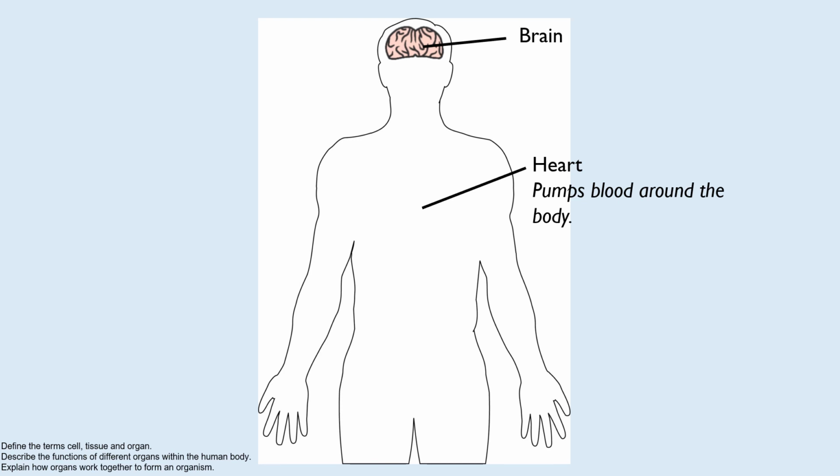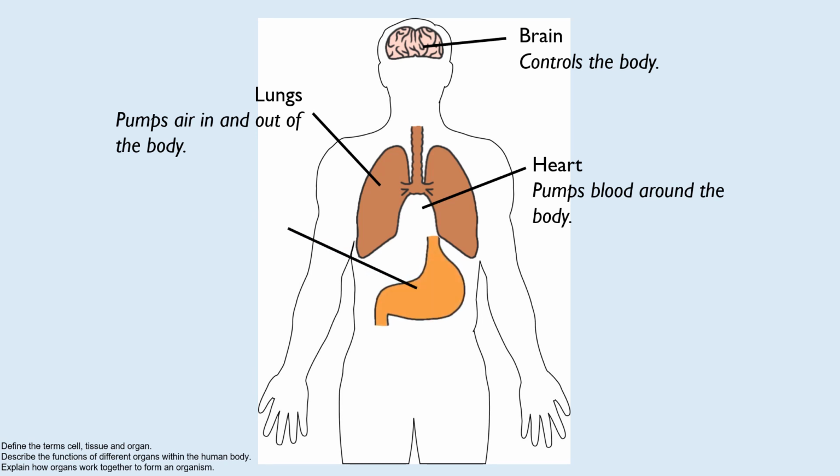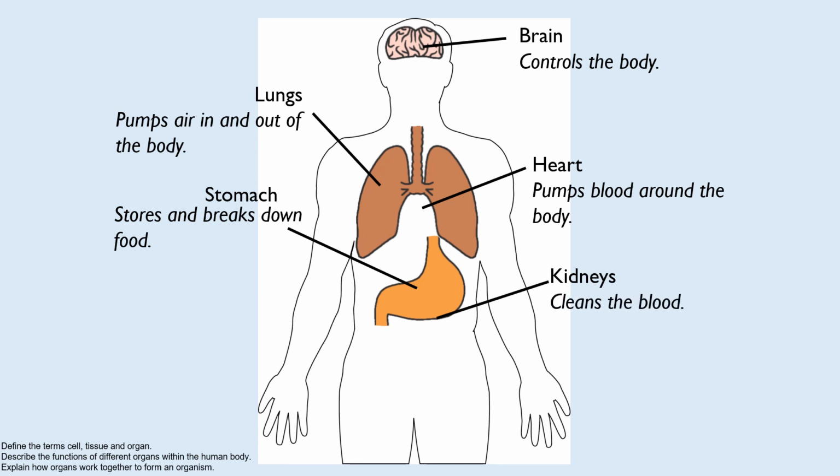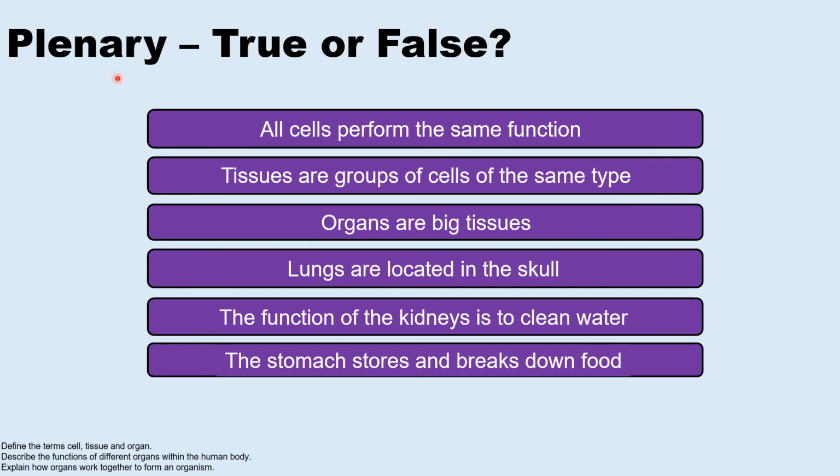Okay, so the heart has disappeared, but the heart was there. And then we've got the brain, which controls the body, the lungs, which pump air in and out of the body, the stomach, which stores and breaks down food, the kidney, which cleans the blood, and the large and small intestines, which absorb nutrients from food.